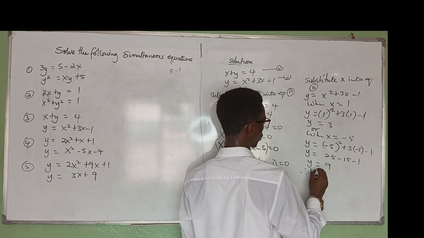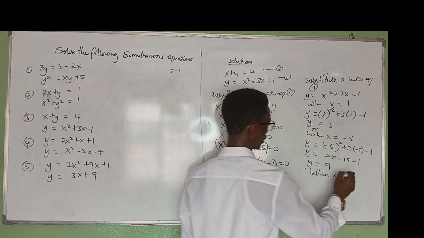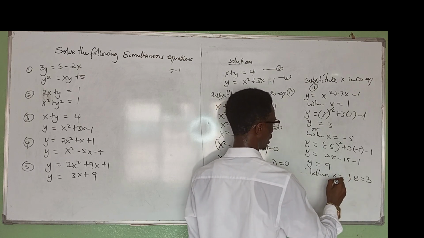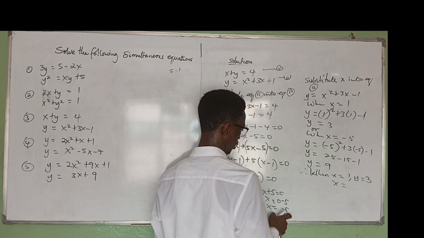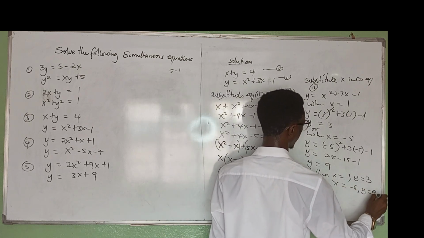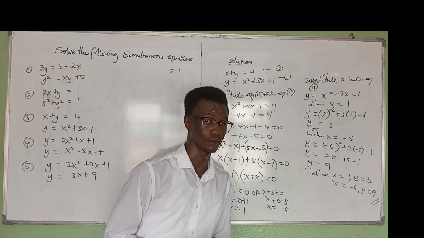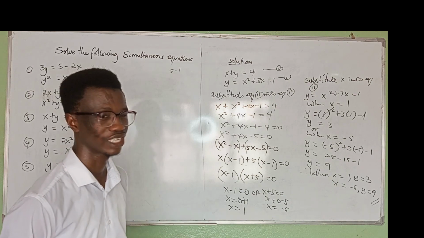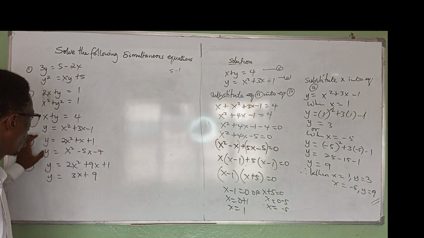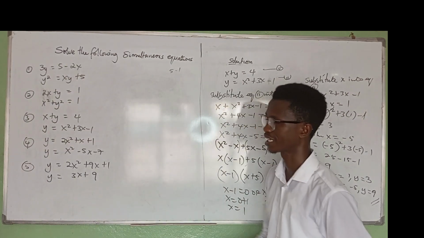So therefore, when x is 1, the y equals 3, and when x is minus 5, the y is 9. So that's the solution to this problem. Just take your time. It's actually very simple. So we are going to look at one more problem, and the other one you will try and solve as an assignment.